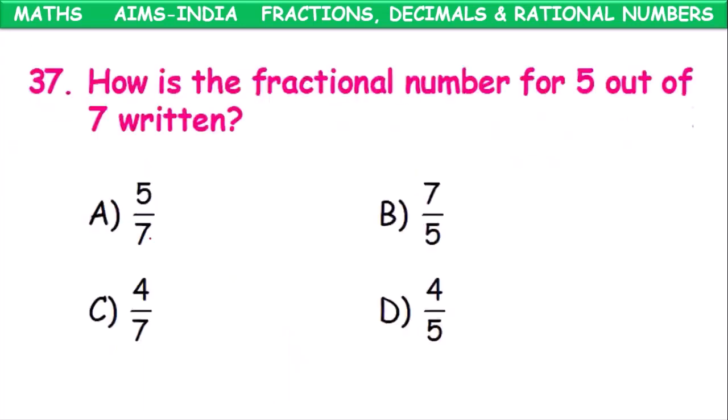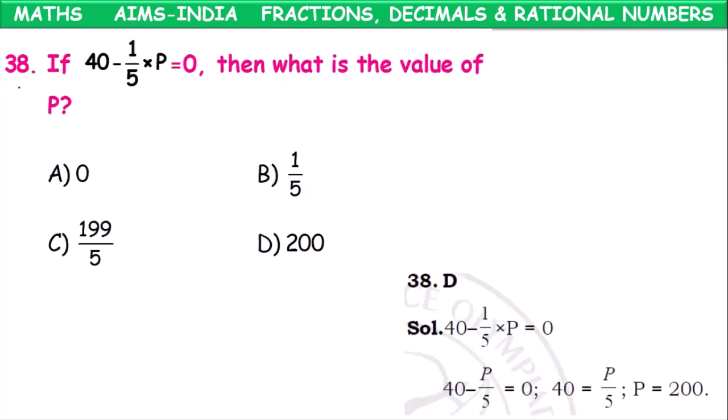Next one. How is the fractional number for 5 out of 7 written? 5 out of 7 means we can write it as 5/7. Next.